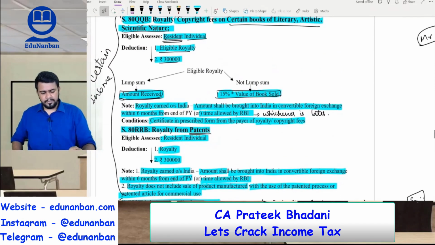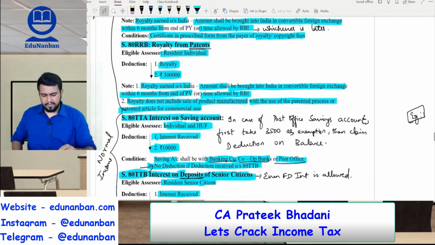Okay. Another condition is that a certificate should be got from the payer of the royalty, that I am giving royalty of this much amount for this purpose, etc. Not a very important point.